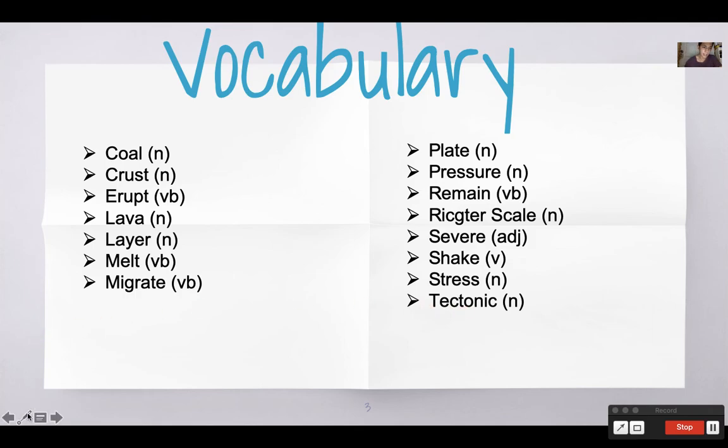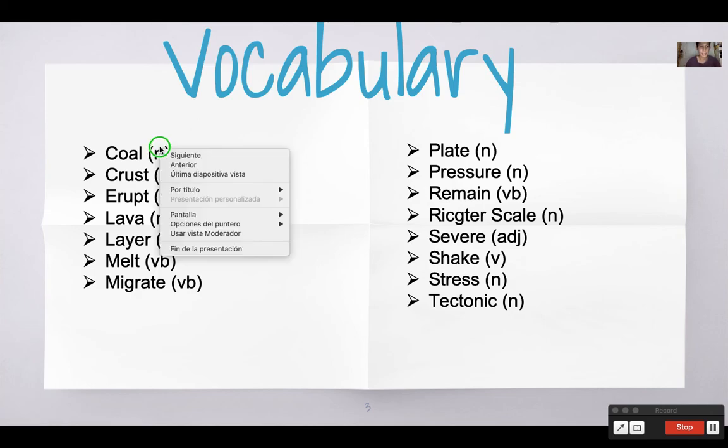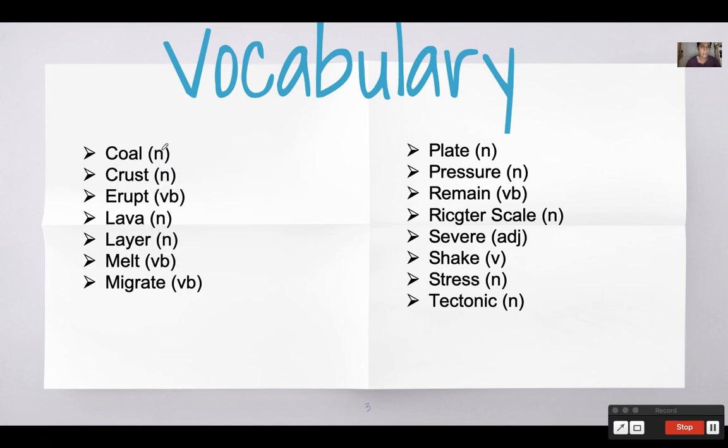If you can see, beside each word we have a letter in parentheses. That letter means, sorry, this N means that that word is a noun. Remember that a noun is a word that gives a name to a person, place, people, or animal, right? So N is for noun, V is for verb. Remember that the verb is the action of a sentence.